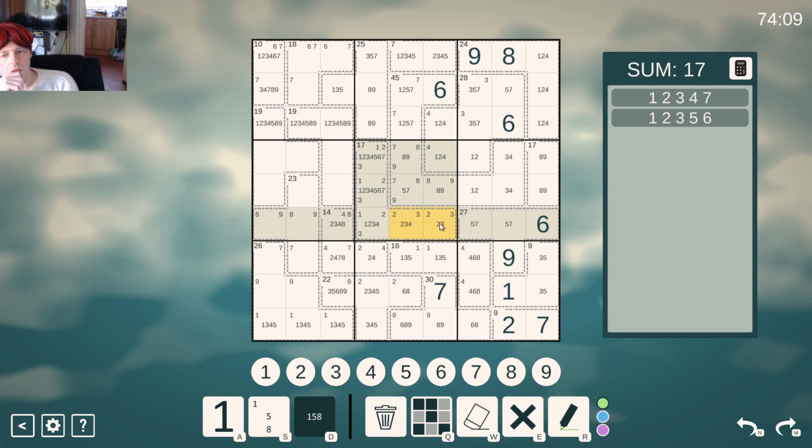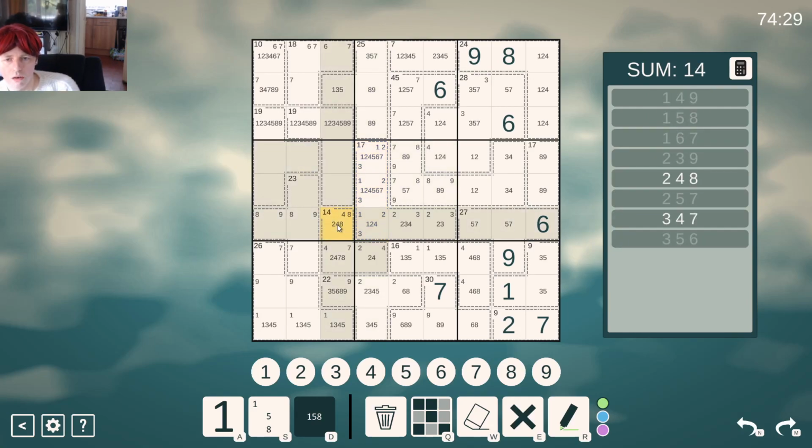That's 2, 3 or 3, 4. Either way, it uses up a 3. So the 3's gone from here. And that can't be a 3. If that can't be a 3, then our option for 7's gone. So that can't be 7. So now we know it's a 2, 4, 8.